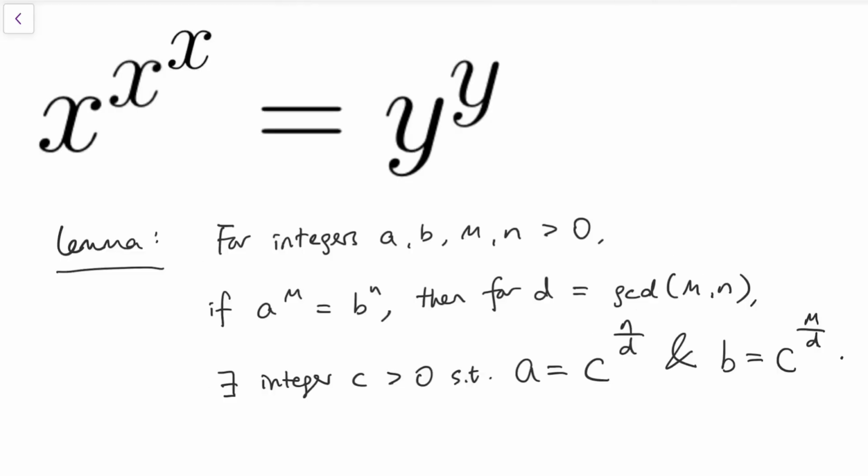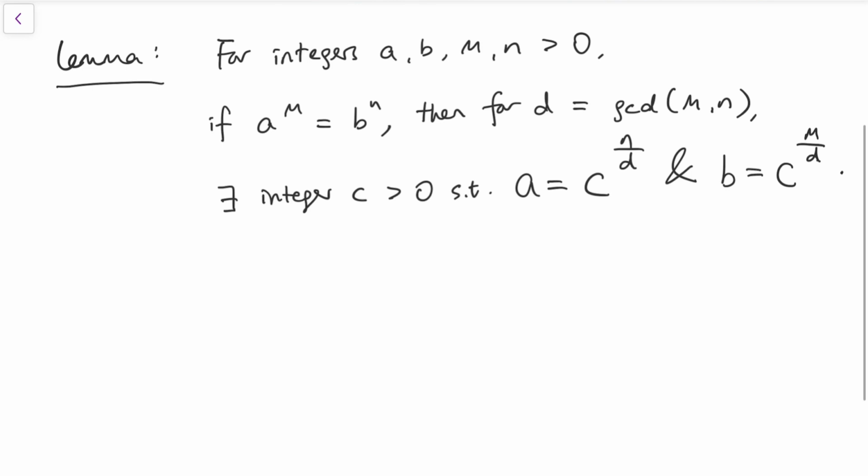We first establish a lemma before solving this equation. For positive integers a, b, m, and n, with d being the greatest common divisor of m and n, if at the same time we have a to the power m equals b to the power n, then we can find another positive integer c such that a equals c to the power n over d and b equals c to the power m over d.